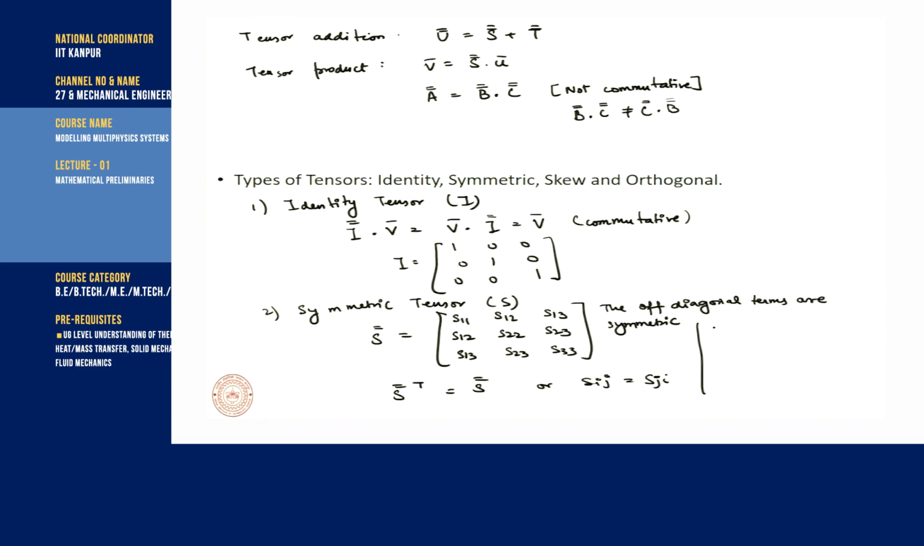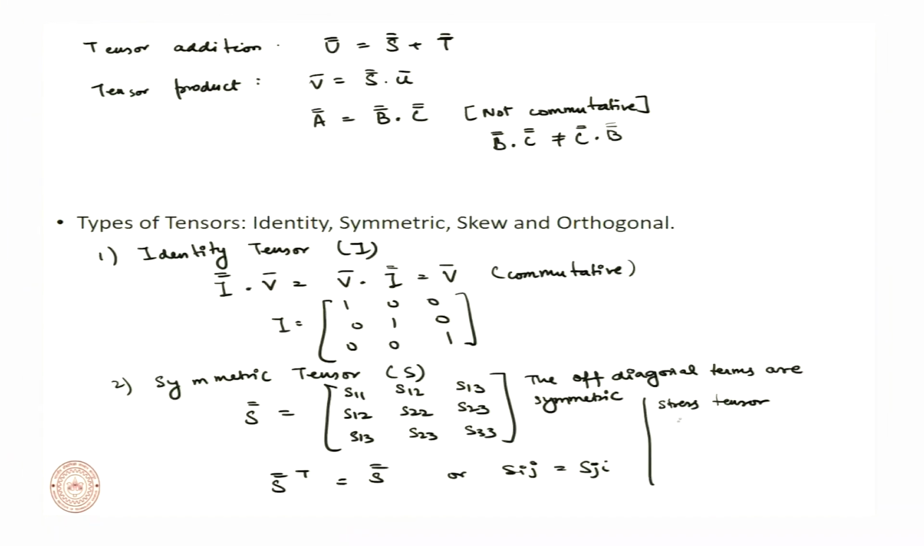Examples of symmetric tensors: stress tensors are symmetric, strain tensors are symmetric, thermal conductivity is a tensor which is symmetric, and so on. There are many examples of symmetric tensors that exist.